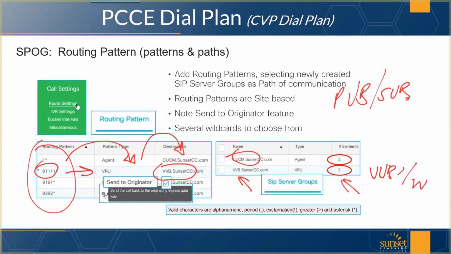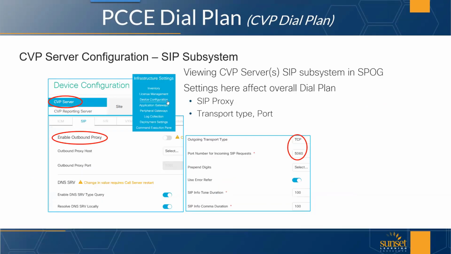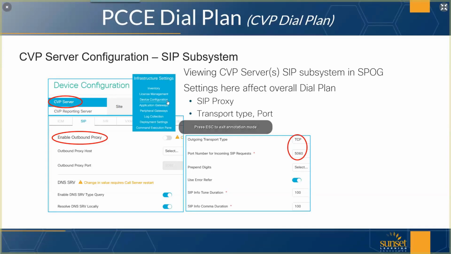So that's how ICM will use these patterns, or become commanded, if you will, to use these patterns to deliver instructions back to CVP to deliver the calls to these locations in our CVP server configuration. Clearly, we need to do some corresponding configurations over here.